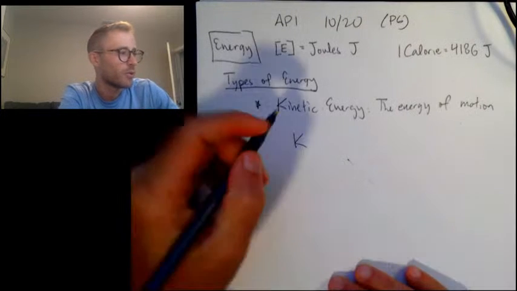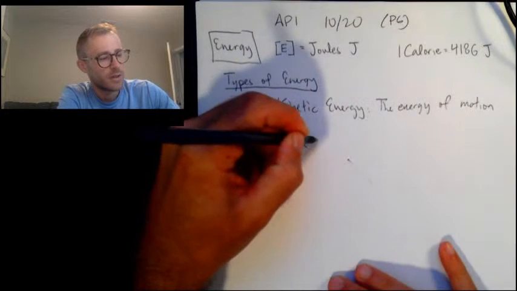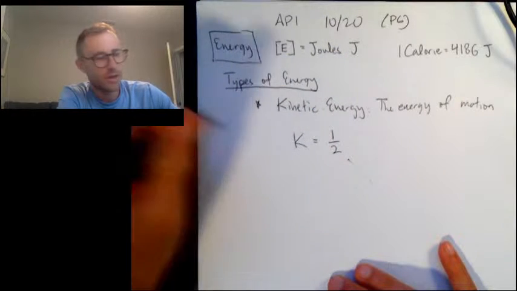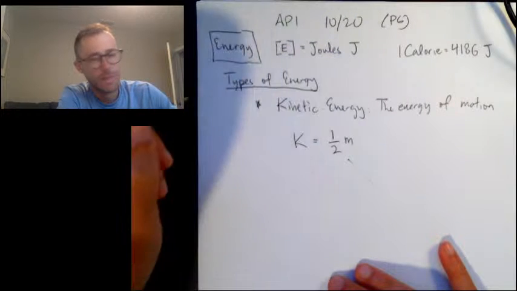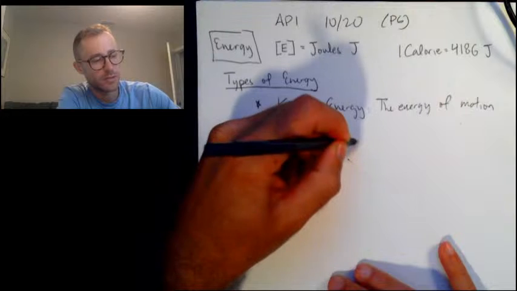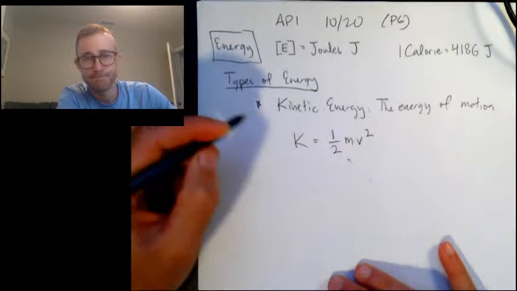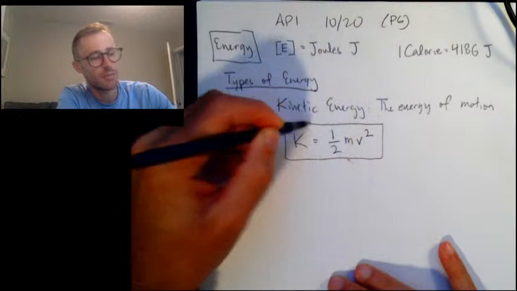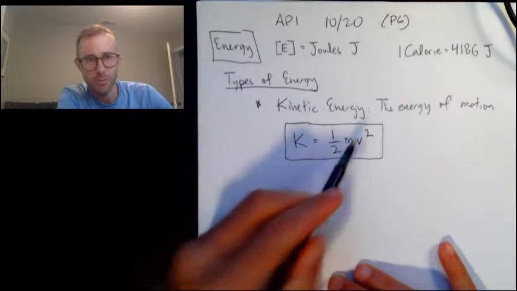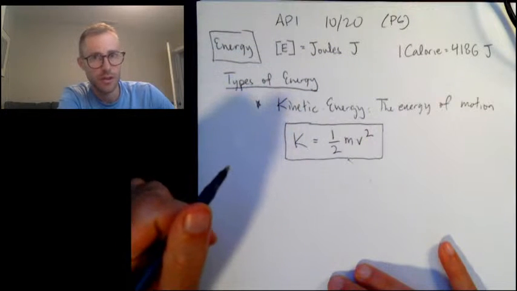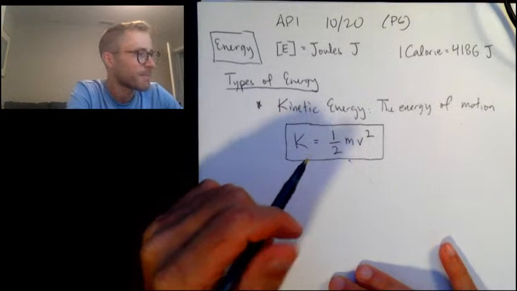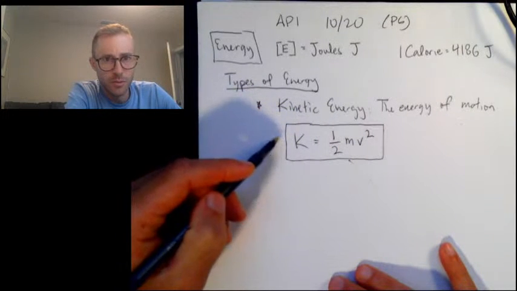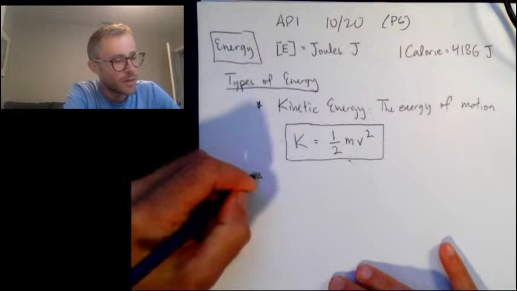So what is the formula for kinetic energy? The formula for kinetic energy is 1/2 times the object's mass times the object's speed squared. So this is kinetic energy. So we can see why it's the energy of motion, because the faster you go, the more kinetic energy you're going to have. Okay? So this is a really common form of energy.